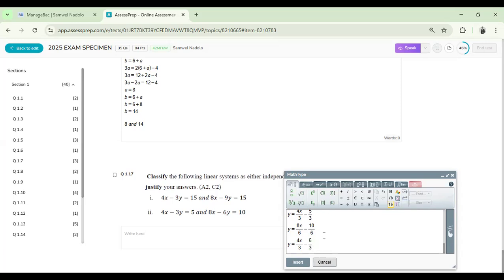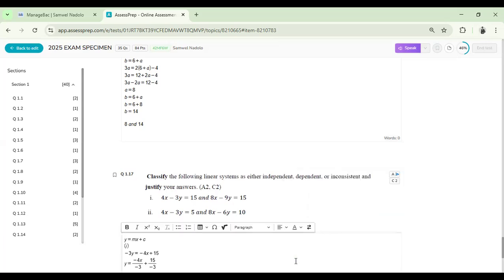Okay, so if you simplify the second system, you'll get y is equal to 8 divided by 6 is 4 over 3, so 4x over 3, and then minus 10 divided by 6, surely that is 5 over 3. So if you see this system and this system, they are similar. So that means it is the same system. So this is the same line, hence the system that overlap, we call them dependent, hence dependent. So write that and you score your mark for that.